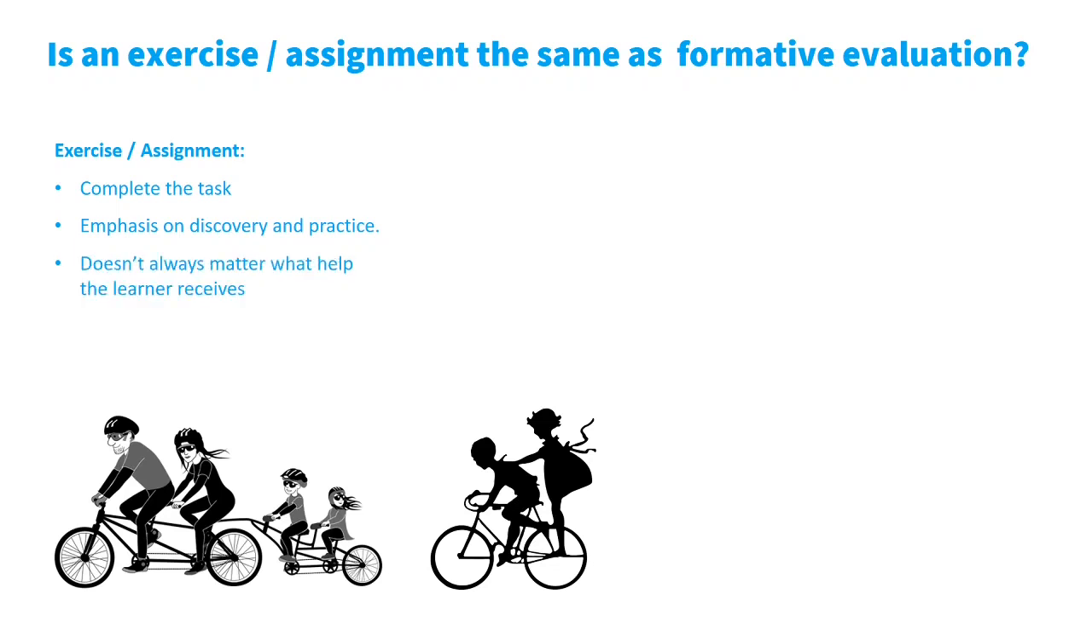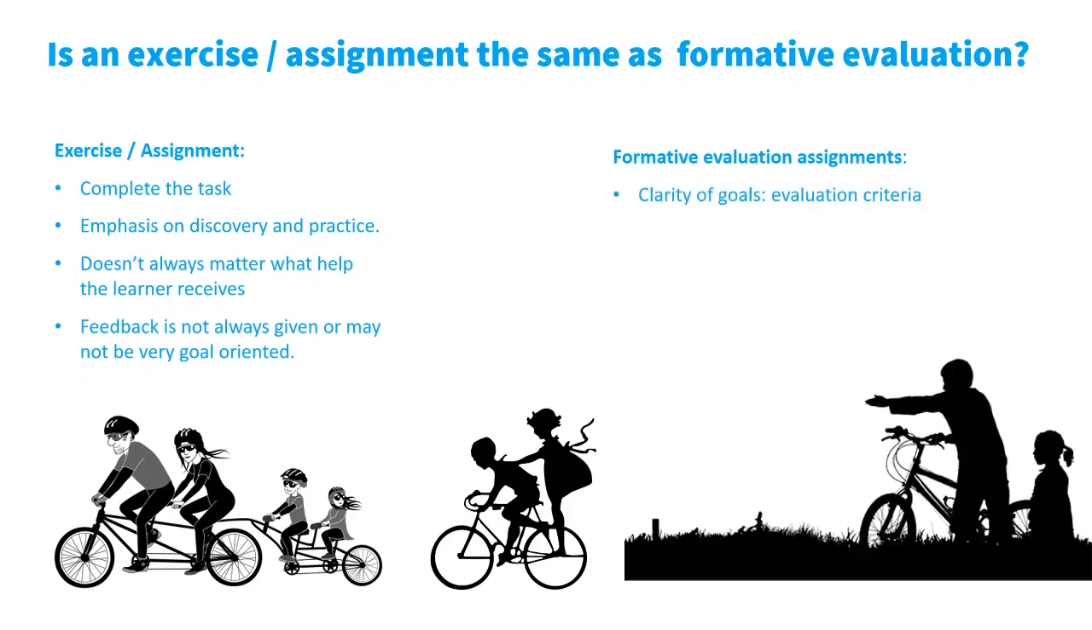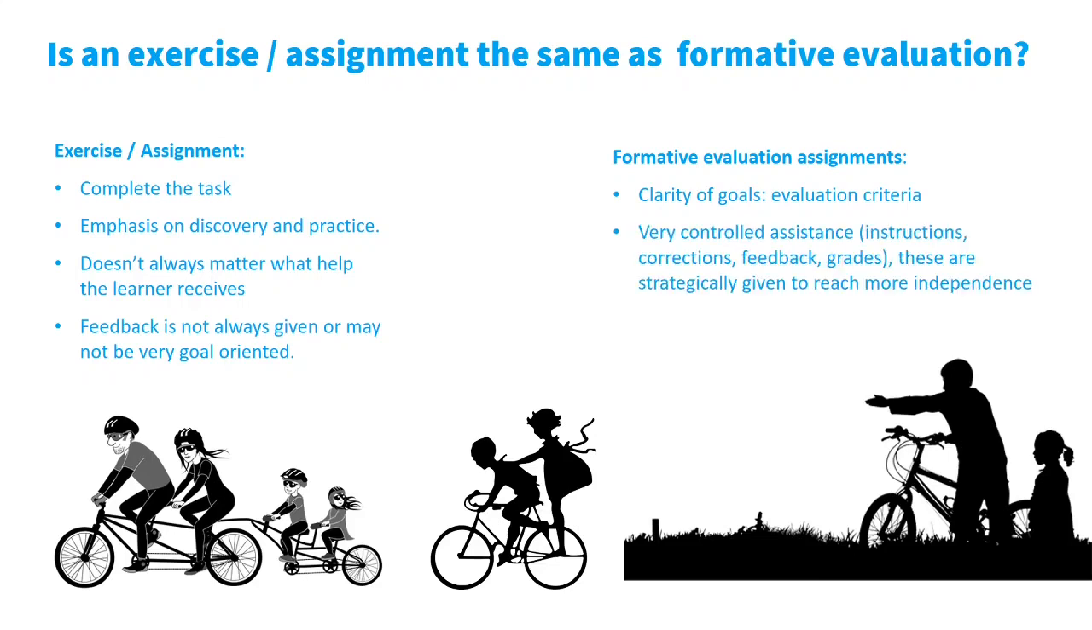Feedback may be given, but it may mainly serve the purpose of encouraging the learner and confirming that the task was completed. However, as soon as an assignment involves clarity of goals and evaluation criteria, accompanied by controlled assistance and feedback to monitor growth, we are beginning to move towards formative evaluation. In such assignments, it becomes clear that the emphasis is on goal setting and evaluation of progress with short-term skills.